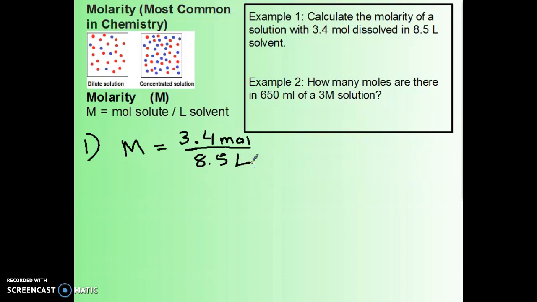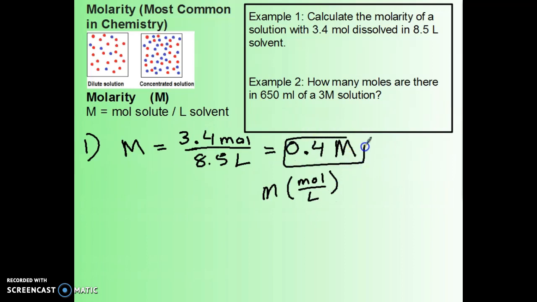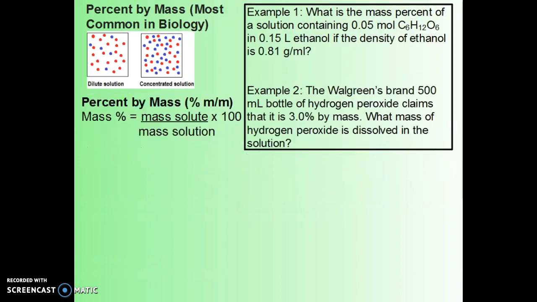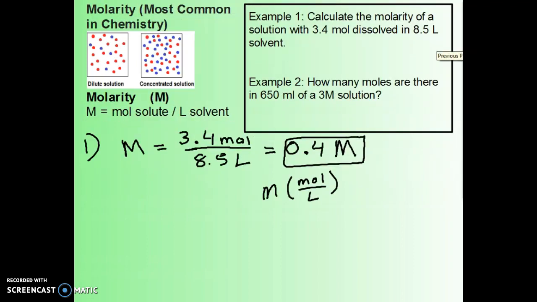And I'm going to need a calculator. I have 3.4 divided by 8.5. My answer is 0.4, and you would write the unit as capital M. Capital M really is the same thing as mole over liters. So you can write your unit either way. This would be my answer, and this is the most common way you'll see the concentration expressed. Oops, I forgot about example 2. All right, so number 2.